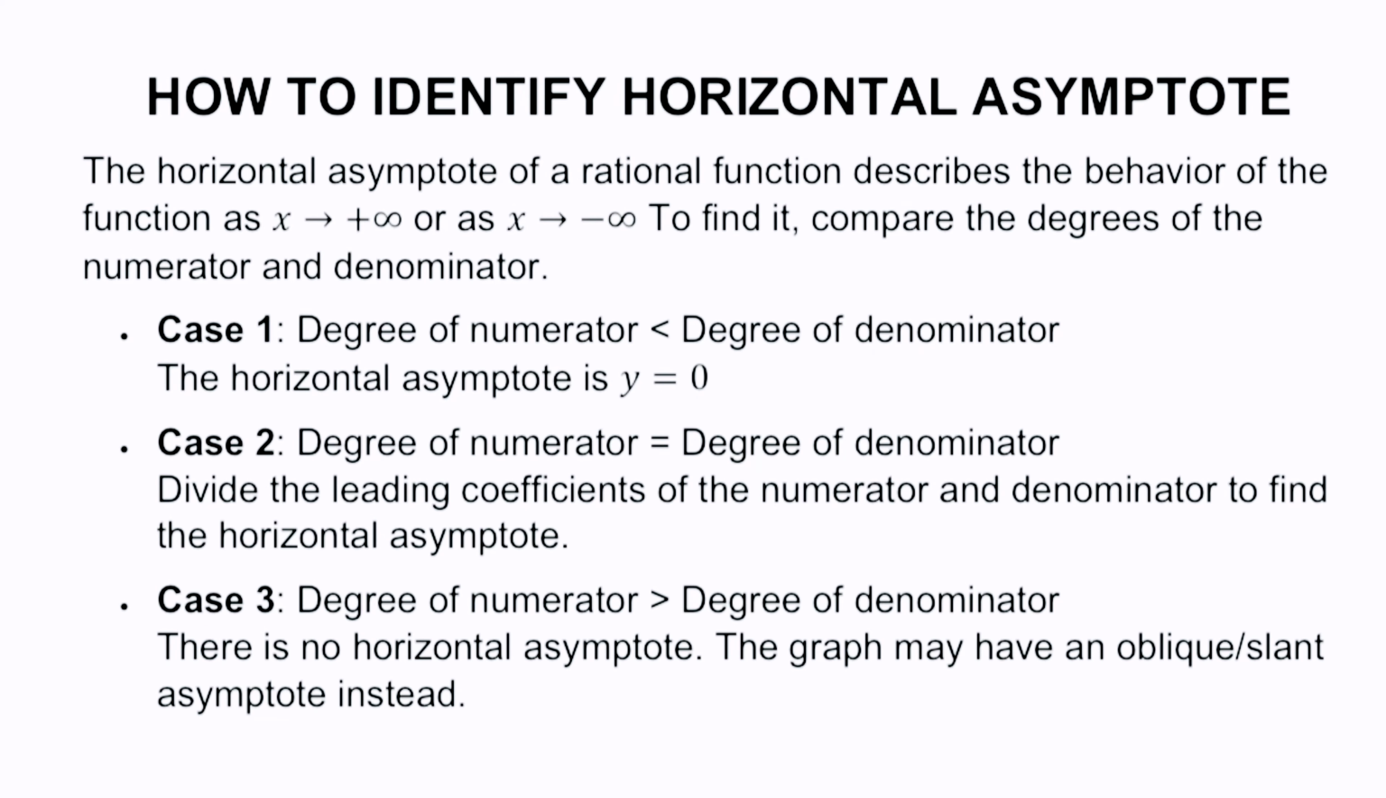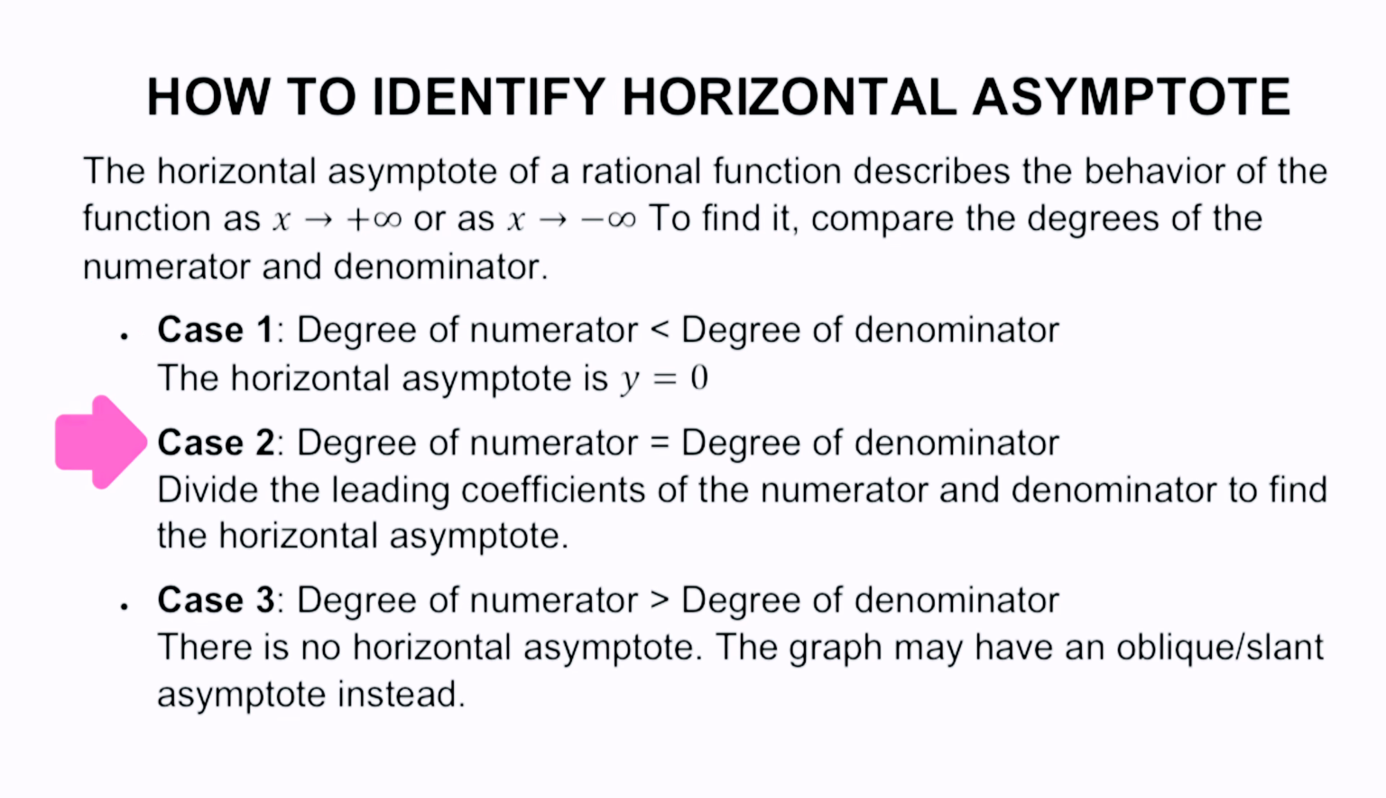Horizontal asymptotes of a rational function describe the behavior of the function as x approaches positive infinity towards the right, or as x approaches negative infinity to the left. To find it, there are three cases. The first case is when the degree of the numerator is less than the degree of the denominator. The horizontal asymptote is always y equals 0.